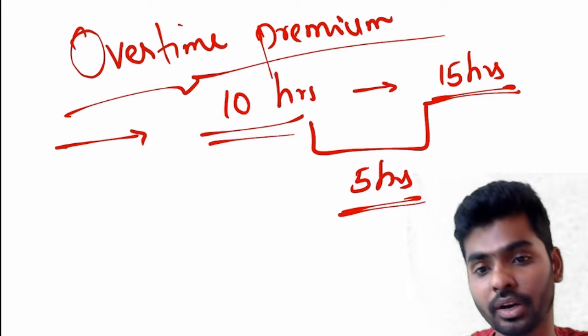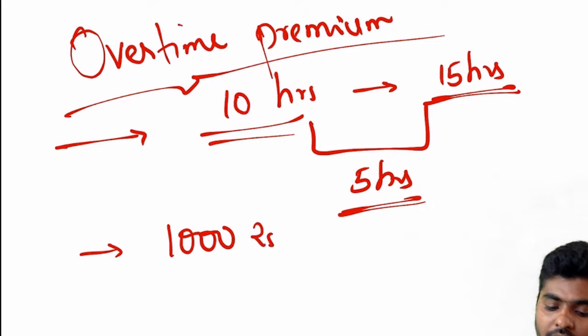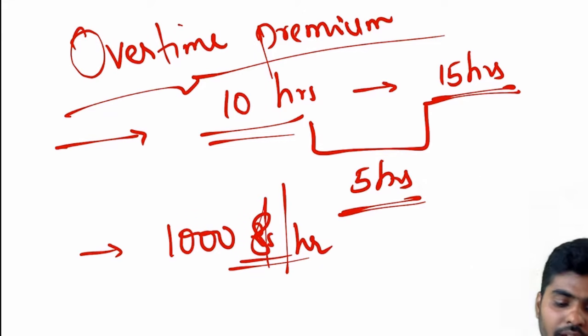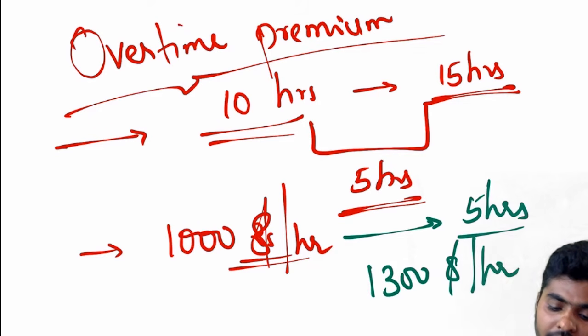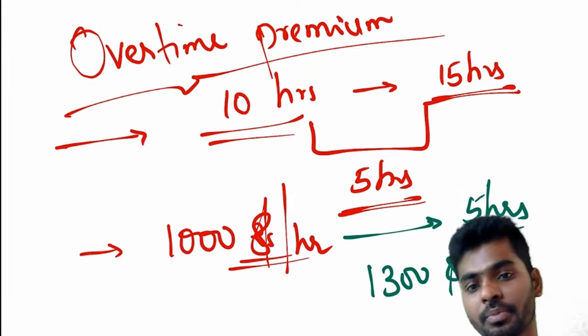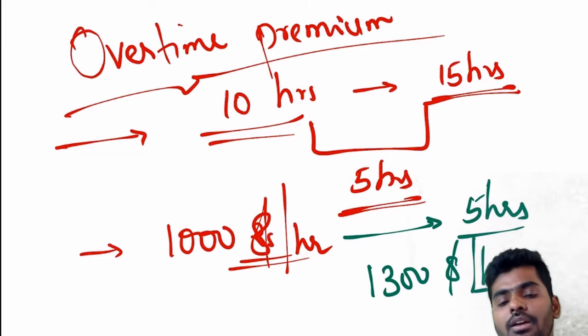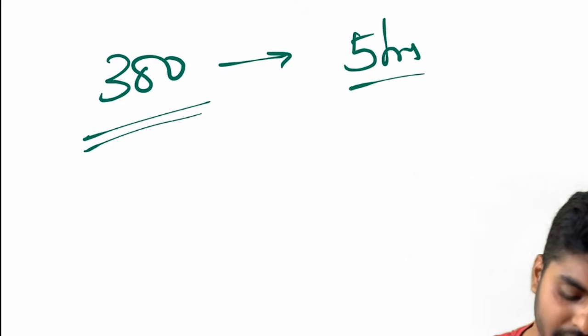He has worked overtime. Now, let's say I would be paying him $1,000 per hour. Now, for working for 5 more hours, he requires $1,300 per hour. So he was originally getting 1000 per hour. Now he would be getting what? 1300 per hour. Now what will happen because of this? Now see here, the 300 difference he would be getting for working 5 hours more.